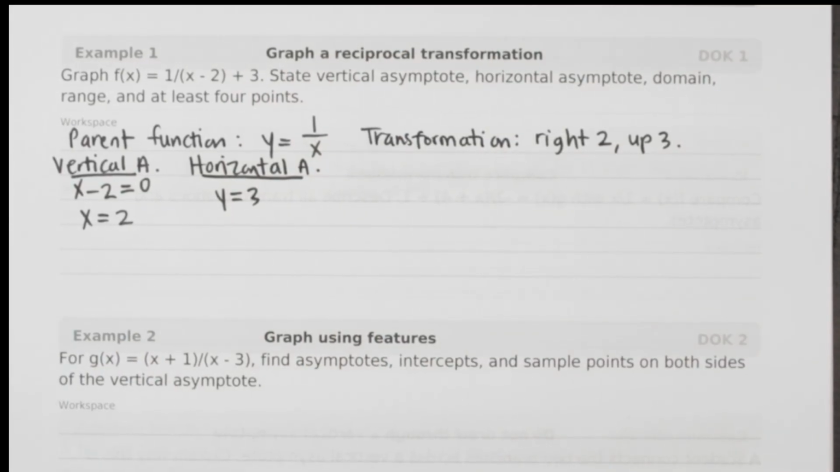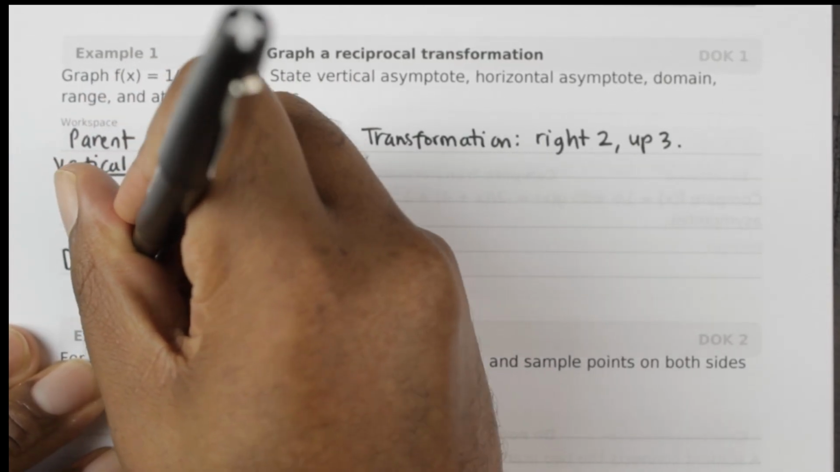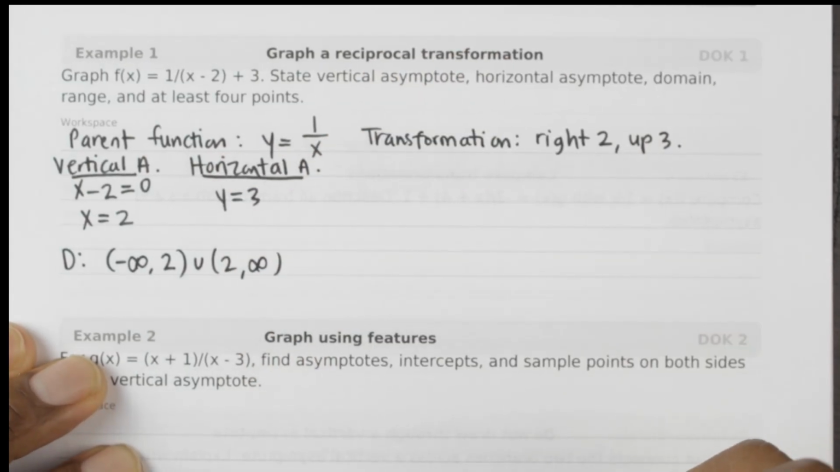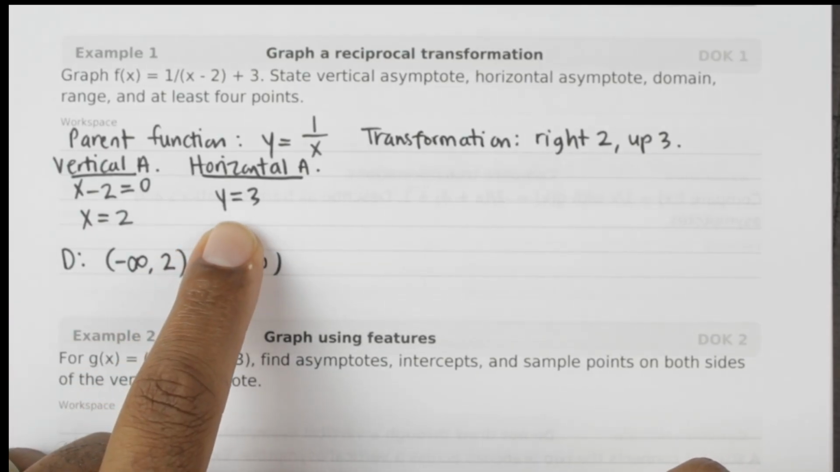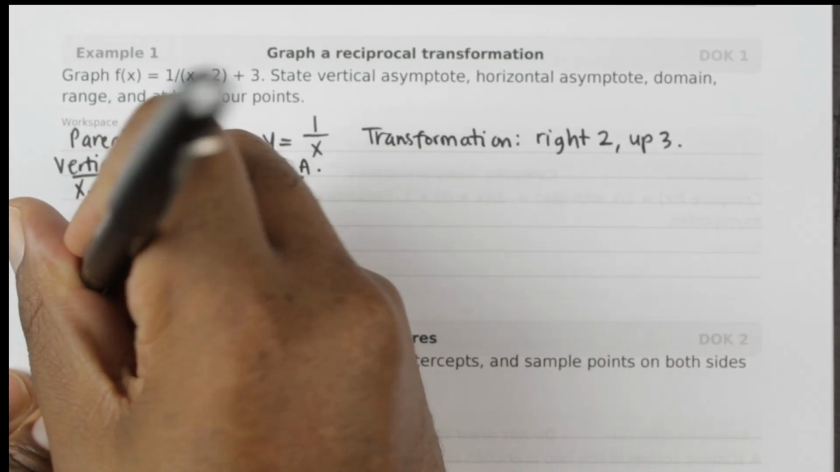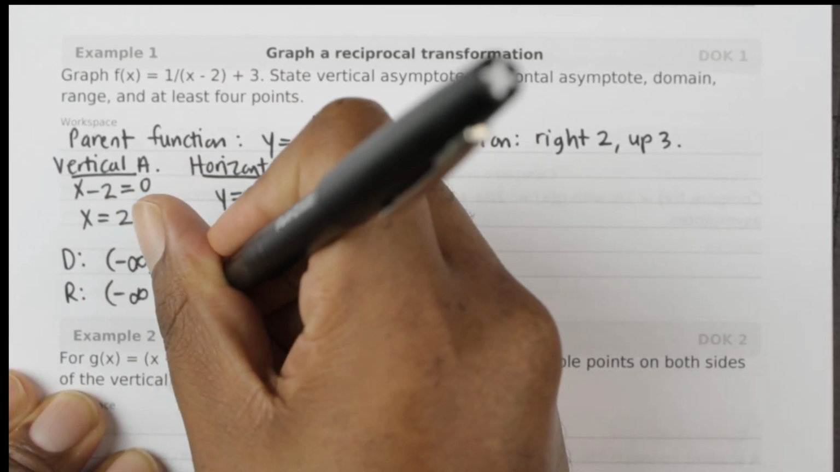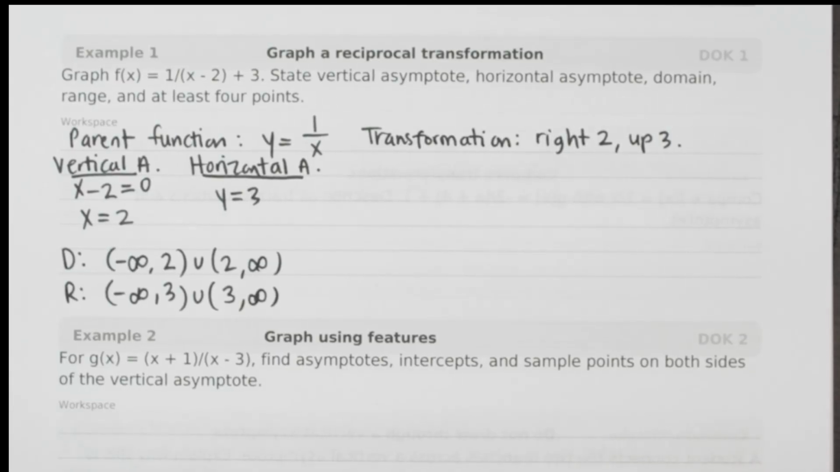So the domain excludes x equals 2. So we have a domain of negative infinity to 2, union 2 to positive infinity. The range excludes y equals 3. So the range is negative infinity to 3, union 3 to positive infinity. Now choose points on both sides of x equals 2, at least 4 points.